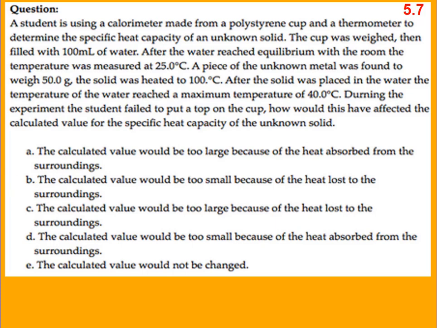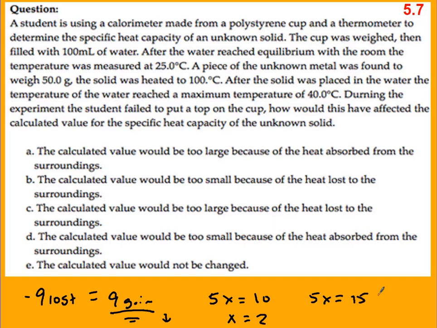So in this calorimetry experiment, where the student messed up is they failed to put the top on the cup. Therefore, some of the heat was able to escape. So my heat lost should equal my heat gained. But I didn't gain all the energy that was lost. Therefore, this number is going to be too small. So if I had 5x is equal to 10, well then my CP or x would equal 2. But in reality, maybe instead of 10, maybe it was 15.